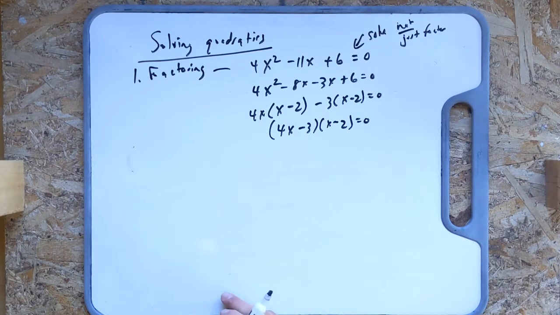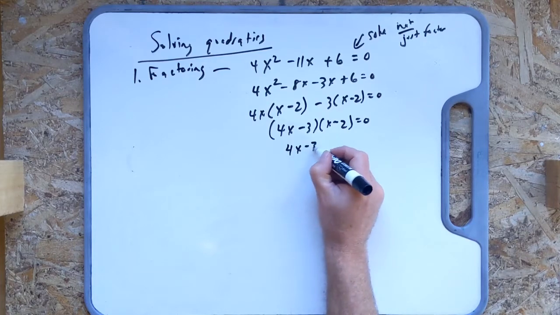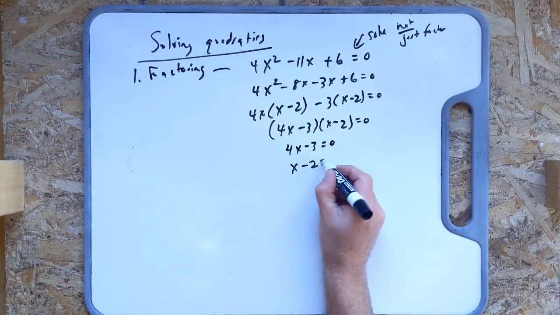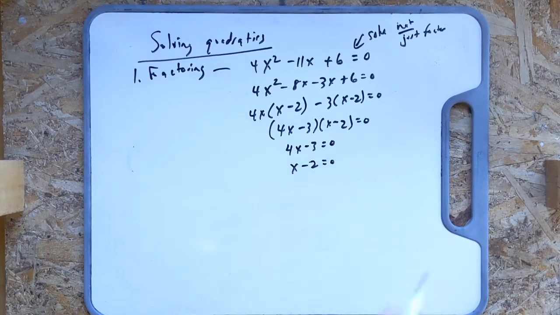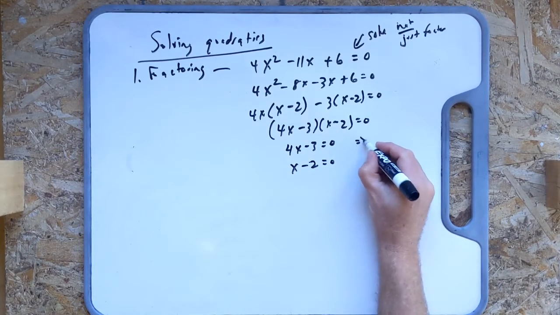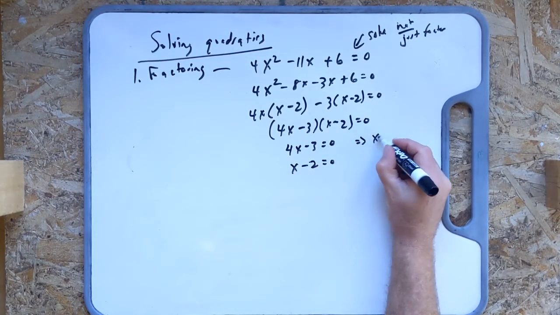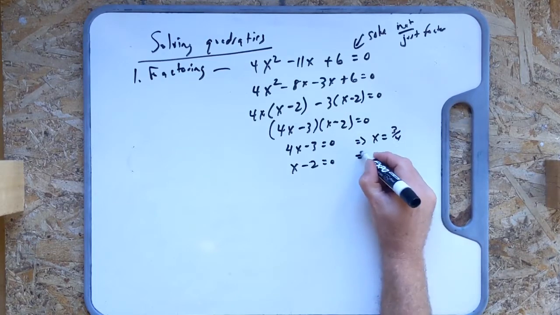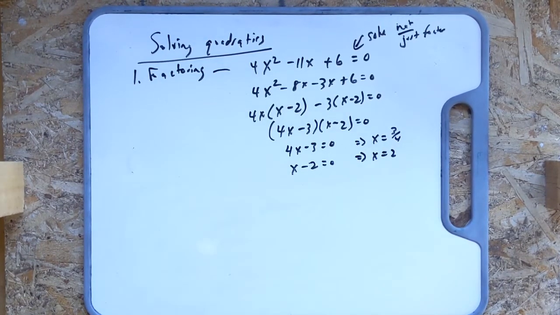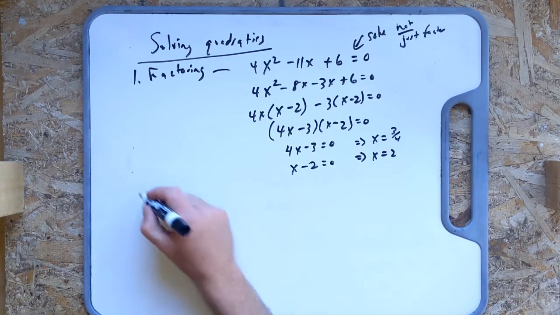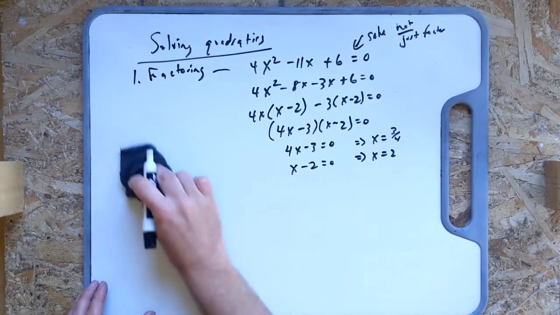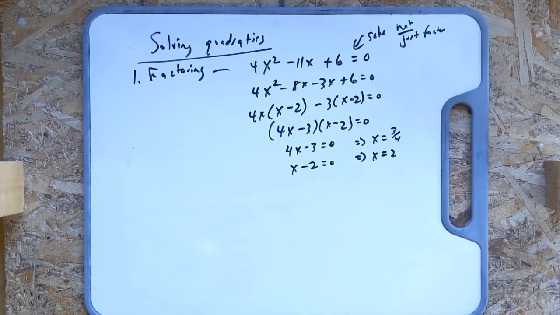Now, the solving part. Take each of these parts, and some of these you could probably just see, and set them to 0, because something times 0 is 0. This gives you 4x minus 3 equals 0, or x equals 3/4, and this one gives you x equals 2. That's factoring, solving by factoring.